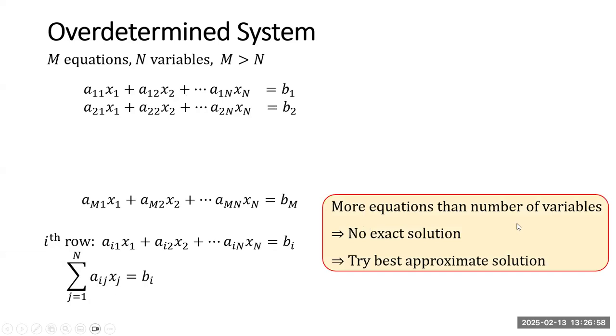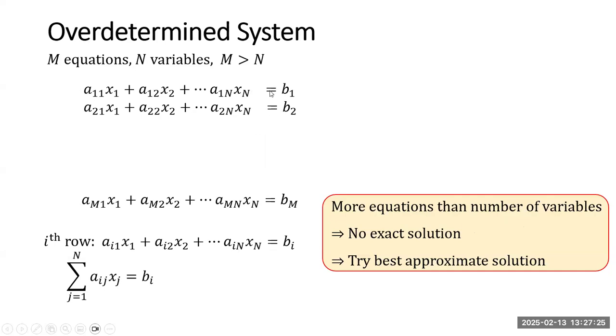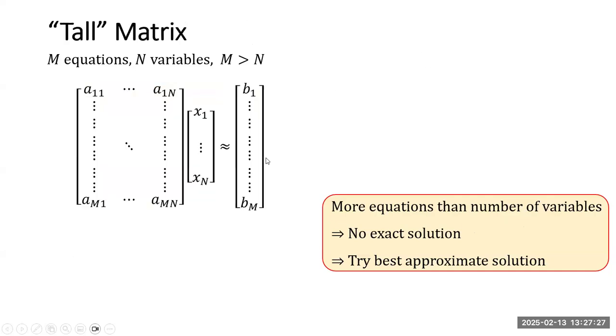We have more equations than the number of variables. If n is 10 and m is 100, we don't have an exact solution. We'll try an approximate solution. So we can express what we want to solve in this form. Note that I have replaced the equal sign with this, because we are looking at the approximate solution. We cannot expect to get the exact solution.